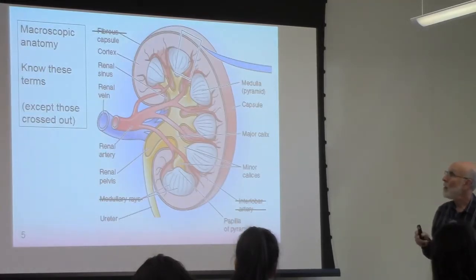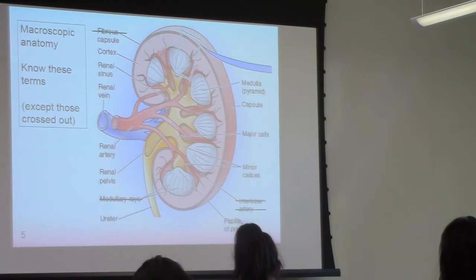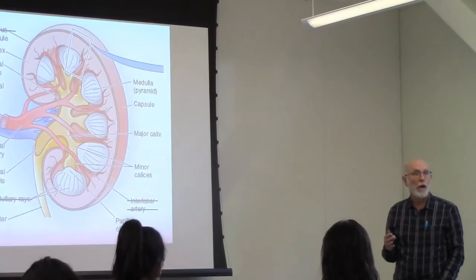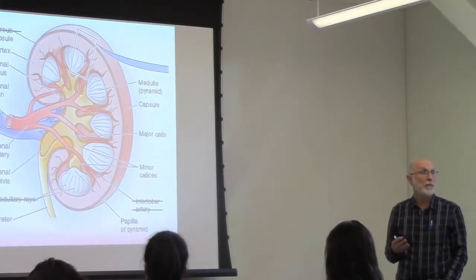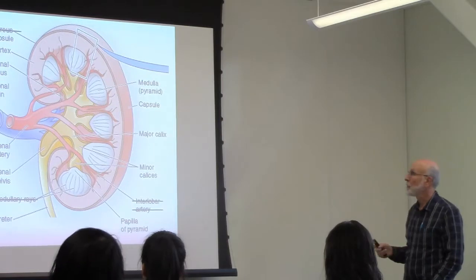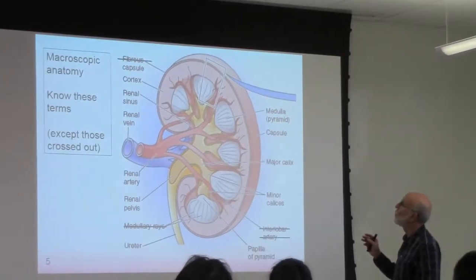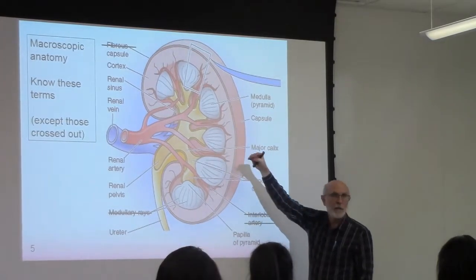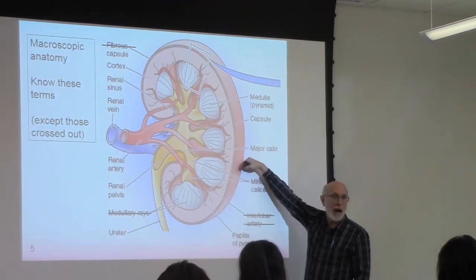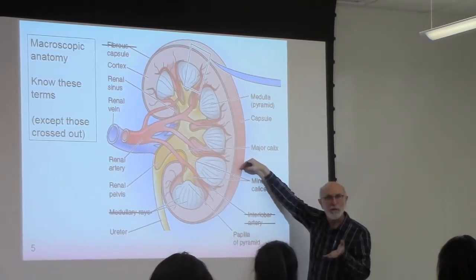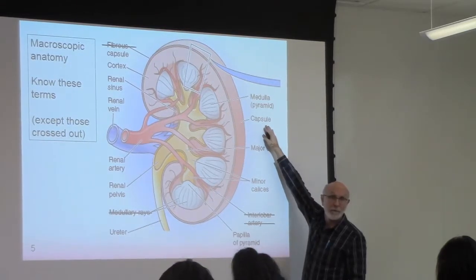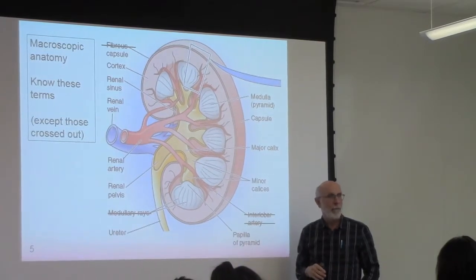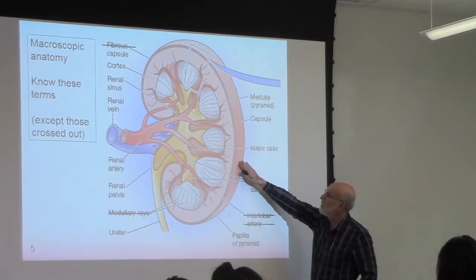Okay? Now, here's the slide I think I printed out for you that covers most if not all of the anatomical terms that you are responsible for knowing for the quiz and for the exam. Okay? So let's go through them. I'm going to go from outside to inside because that's what I've been doing. So the layer on the outside, the outermost surface, is called the capsule. It's just a name for the surface membrane on the outside of the kidney.